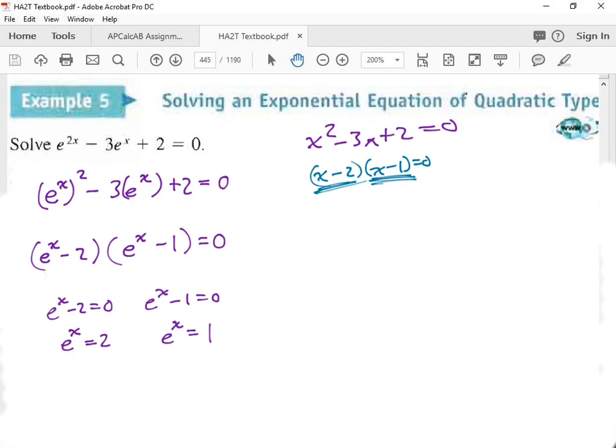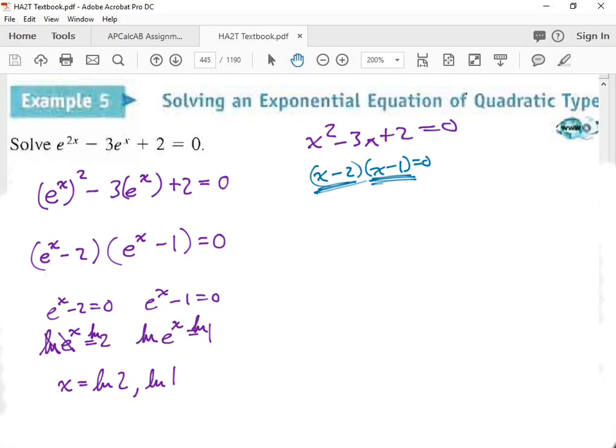Is x alone? No. How do I get rid of that e? Natural log that. So if I natural log this, it dies. And I have to natural log the other side. So I'm writing natural log on both sides. Remember, whenever you log each side, you log the whole side. So x equals natural log of 2 and natural log of 1.